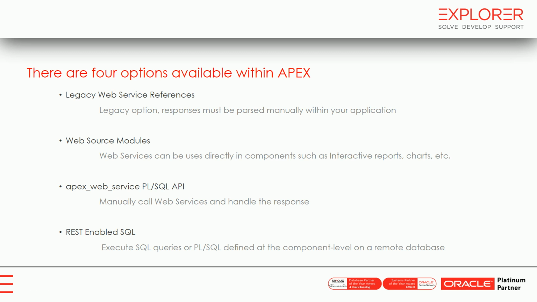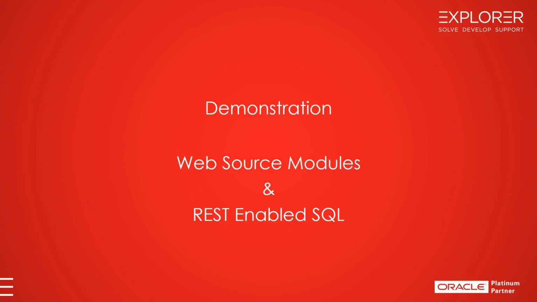Next we have web source modules. This is one of the newest options that was first introduced in version 18.1. Web source modules can be used directly in components such as interactive reports, charts and calendars, etc. and the data can be parsed automatically, so this is very useful. The Apex Web Services PL/SQL API is still available for manually calling and handling responses. And lastly, we have the REST Enable SQL option, which can be used to execute SQL and PL/SQL on remote databases. This was also new in version 18.1. So today I'm going to demonstrate how to use the 2 newest features, Web Source Modules and REST Enable SQL.